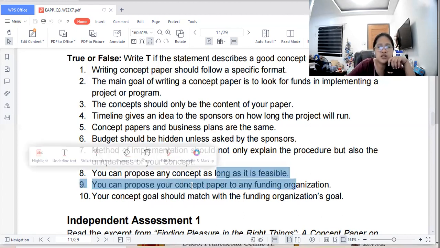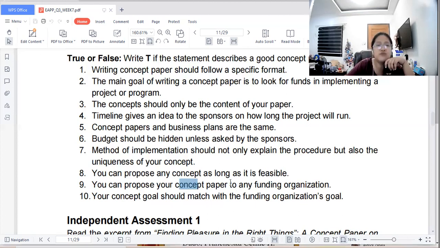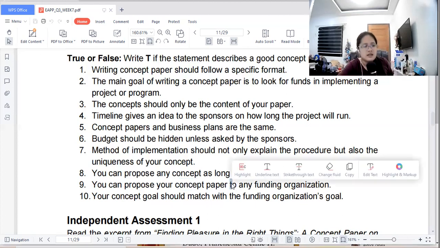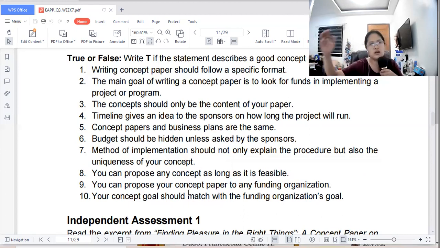And you can propose your concept paper to any funding organization. False. Bakit? Kasi dapat aligned sila. Aligned sila ng mission. Yung gagawin mong project, aligned dun sa mission, vision, goals ng organization. And then number 10, your concept goals should match with the funding organization. Kasasabi ko lang. True. Okay?